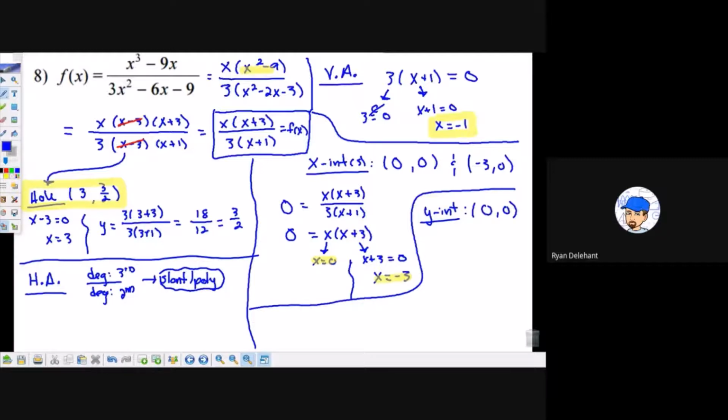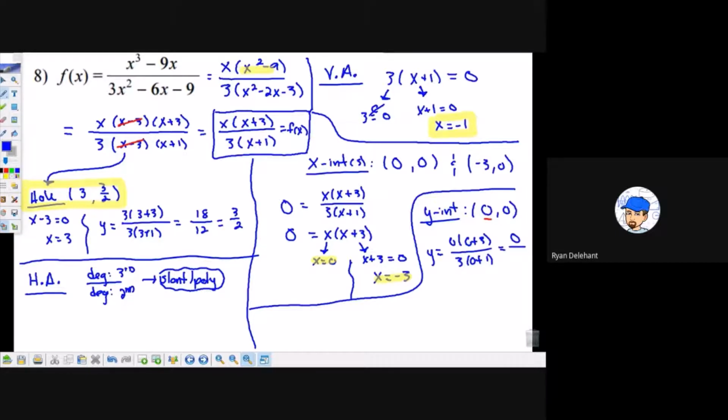I want to plug it in to show you that it works, okay? Because what we know about y-intercepts is we know the x value. We know the x is 0. So to find this, we're going to say y equals, we're going to plug 0 into all of this. 0 times 0 plus 3 over 3 times 0 plus 1. So 0 plus 3 is 3. What's 0 times 3? 0.